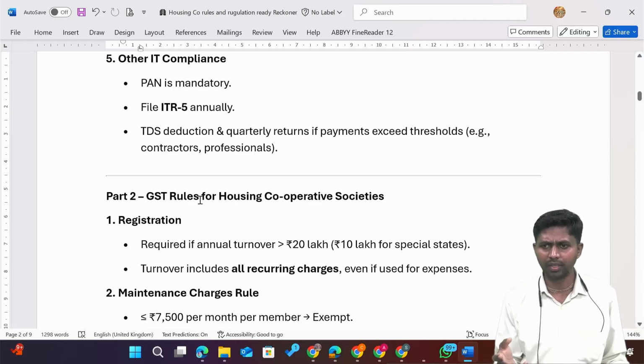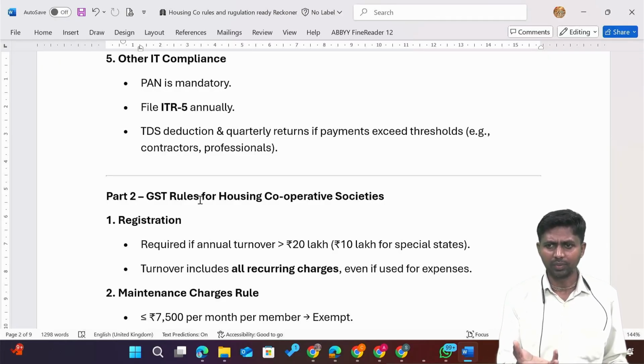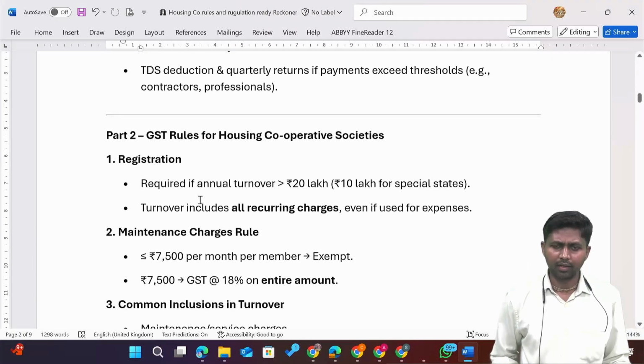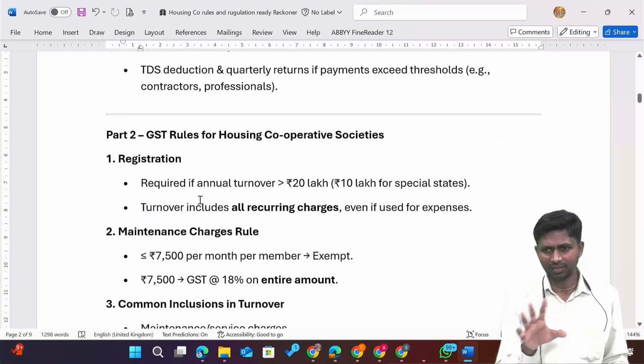If your expenses exceed the threshold limit, such as contractor payments and professional fees, you know the threshold limits, then TDS provisions are applicable. Then this is all about income tax. This is a small summary of income tax.